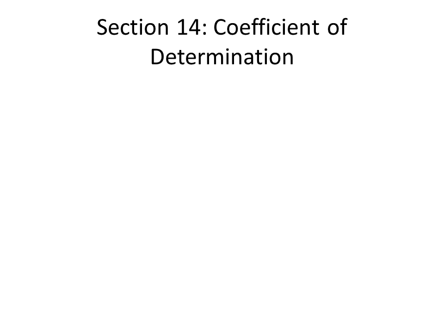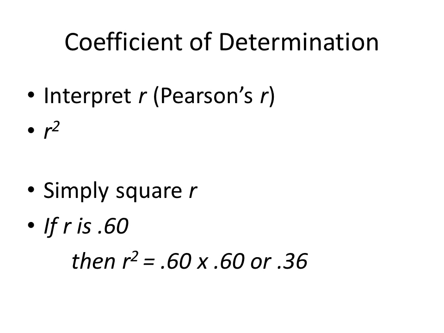This section is Making Sense of Statistics, Section 14, the Coefficient of Determination. A coefficient of determination is useful when interpreting a Pearson's r. The symbol for the coefficient of determination is r squared.